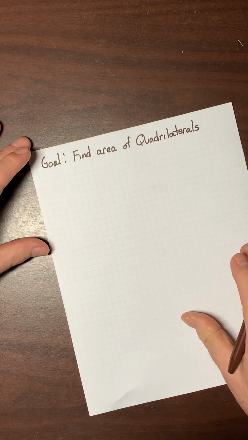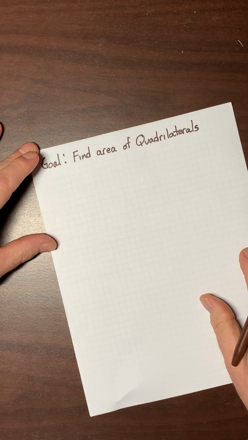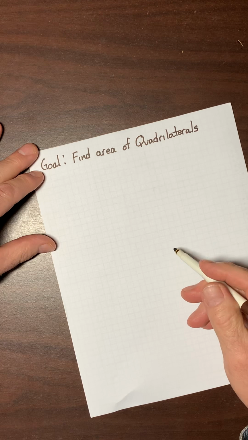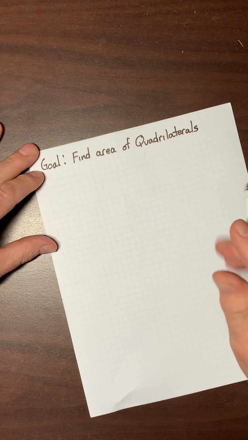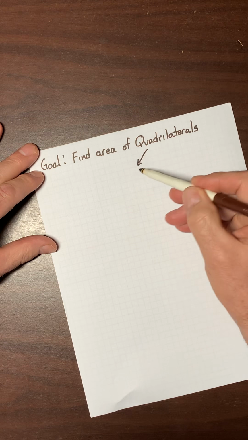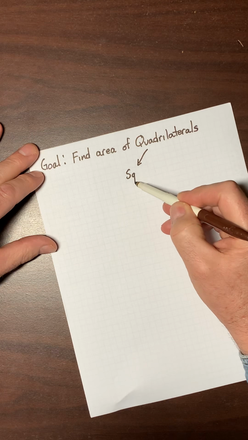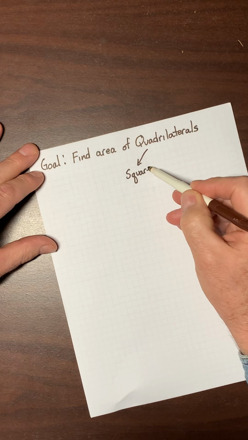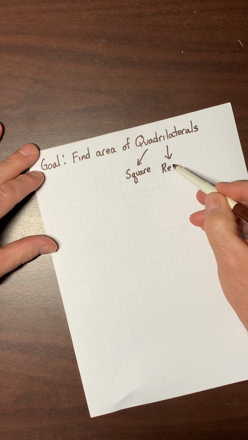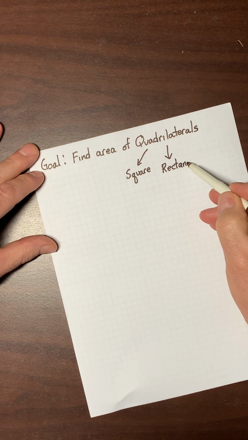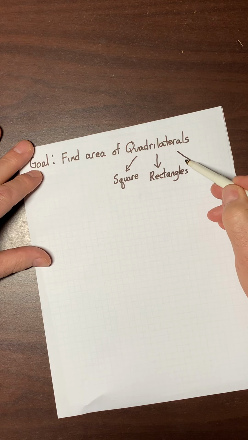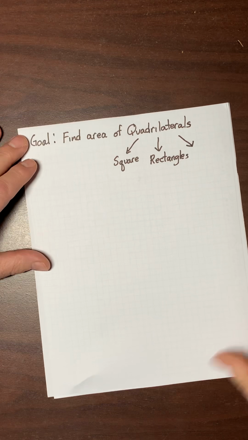Now, you folks know from our previous studies that there are different kinds of quadrilaterals. Right now, we're going to focus on squares, and rectangles, and parallelograms.